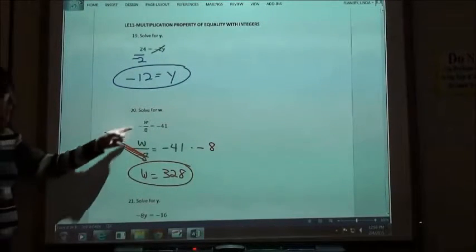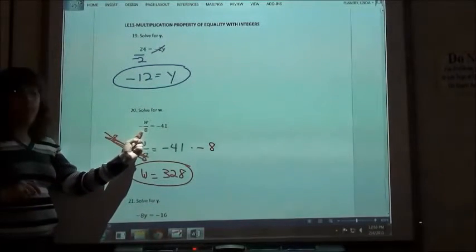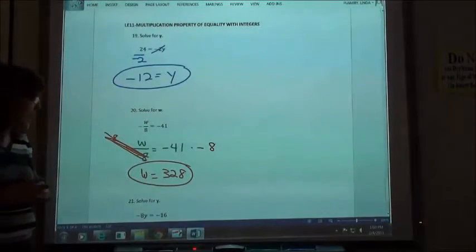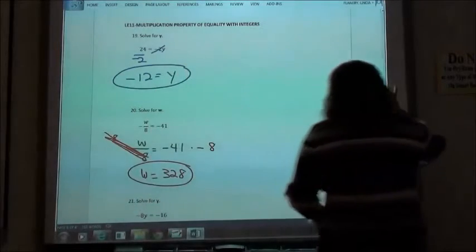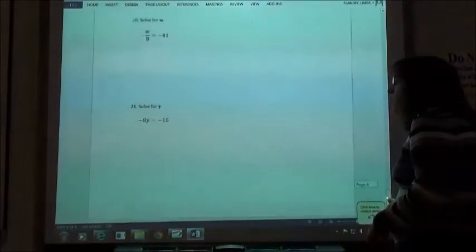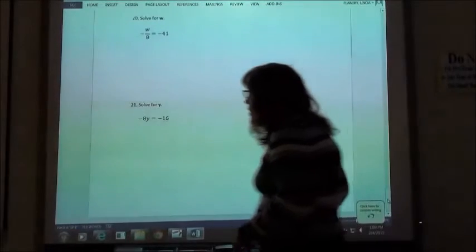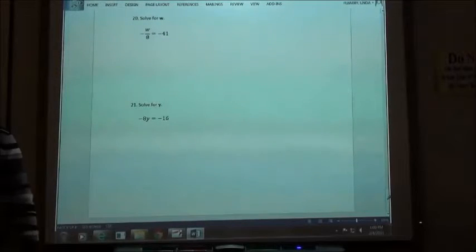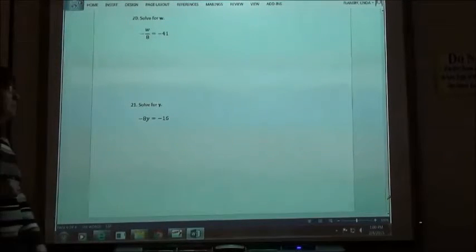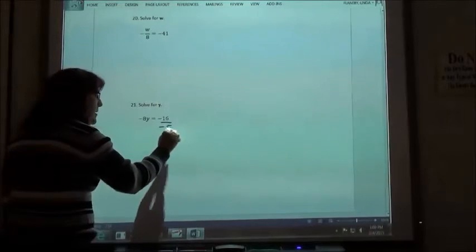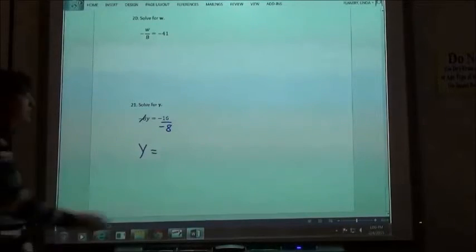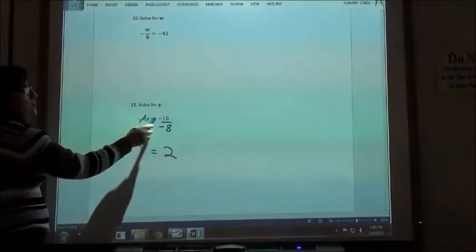So, one of the few times when you have a fraction, you actually want to put the negative with the bottom number because you want to solve it for the W, and you don't want the negative with the W. So number 21, we want to solve that for y, and so we're going to divide by my -8, and so y is going to equal 2. -8 times 2 gives me -16.